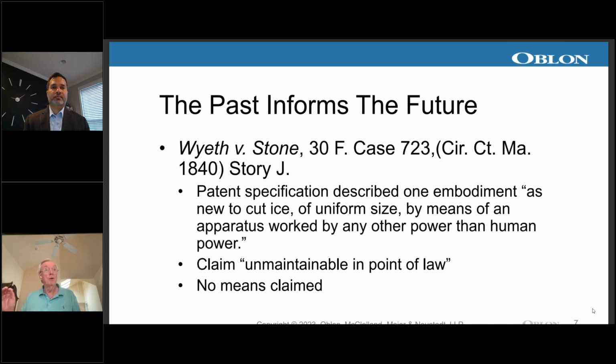Now, that was one of two embodiments that the patent described. But what the court did is they followed the law at the time, which was that if any embodiment in the patent was unpatentable, the whole patent fell. And so what they look at here is they talk about the claims being unmaintainable as a point of law, because there was no means for performing the task at hand, the function.